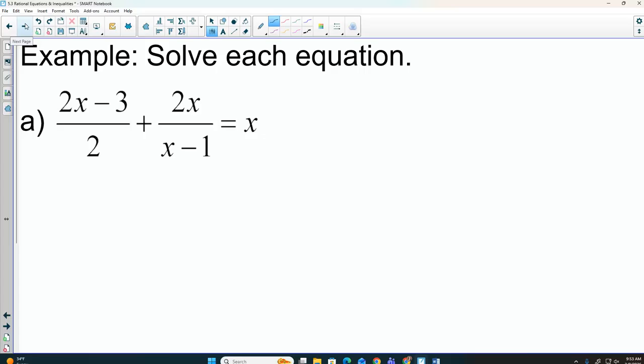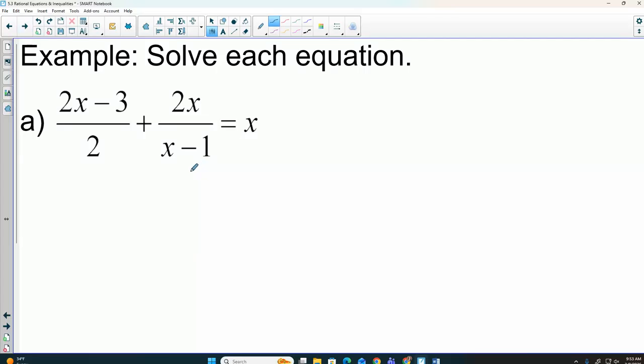I don't care. What do you guys prefer? Do you want to put it all together and get one big fraction, or do you want to get rid of all the fractions? We're split 50-50. How about I show both ways? I'll show both ways and then we'll decide what we like. How about that?